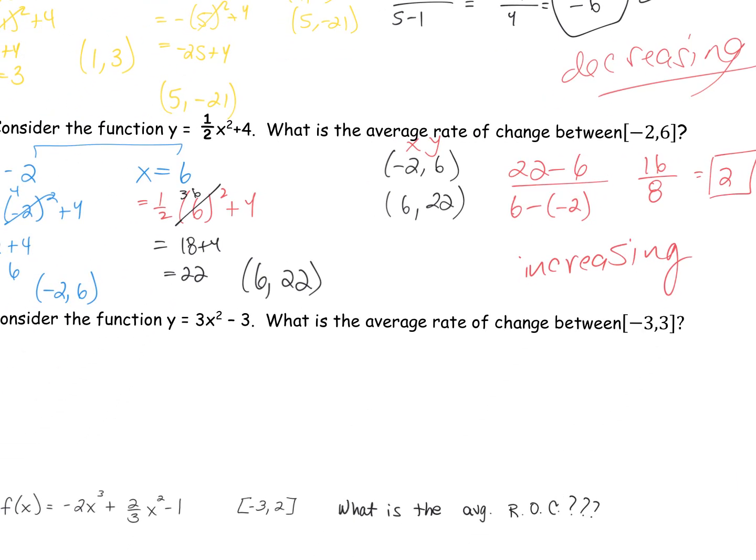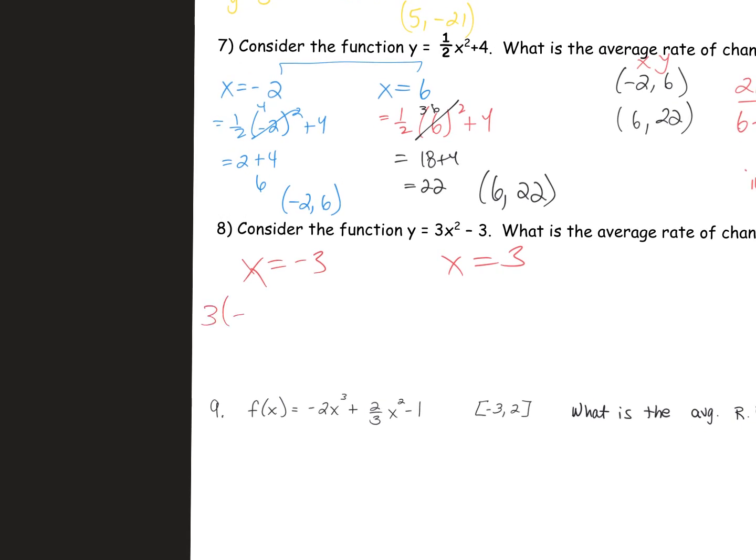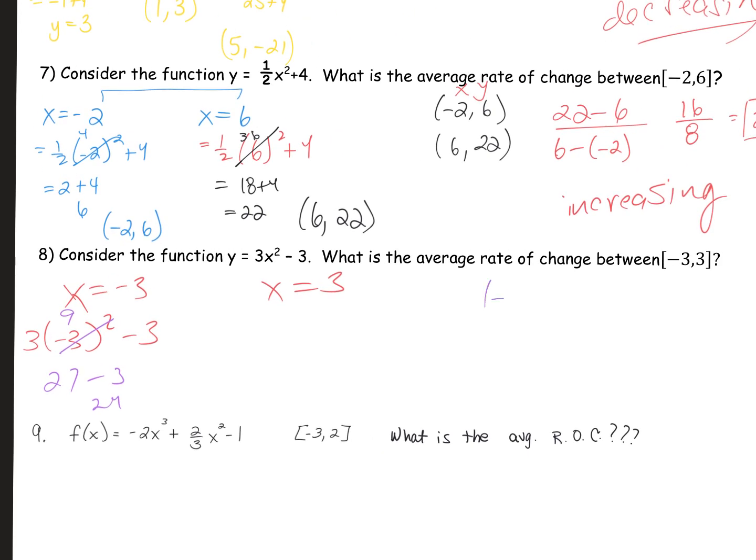All right, 2 more. Over the function 3x squared minus 3, I want to know in between where x is -3 and where x is +3. Got a whole bunch of 3's here. So x equals -3, x equals +3. We have 3 times -3 squared minus 3. What is -3 squared? 9. 9 times 3 is 27, and 27 minus 3 is 24. So I have the point -3, 24.